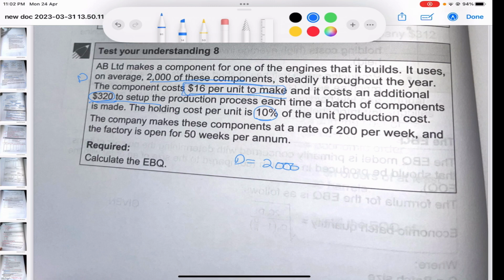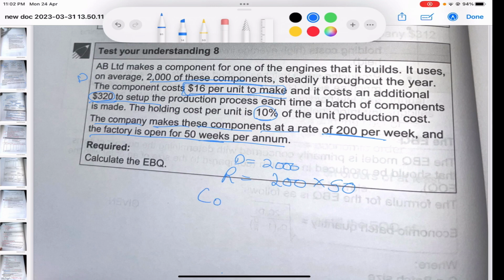So how am I going to find this? What is my replenishment rate? Tell me. My replenishment rate is going to be 200 multiplied by 50. Why? The company makes these components at the rate of 200 per week and the factory is open for 50 weeks per annum. So my replenishment rate is going to be per week multiplied by my weeks. This was the reorder rate. We have studied this in the previous part, right?